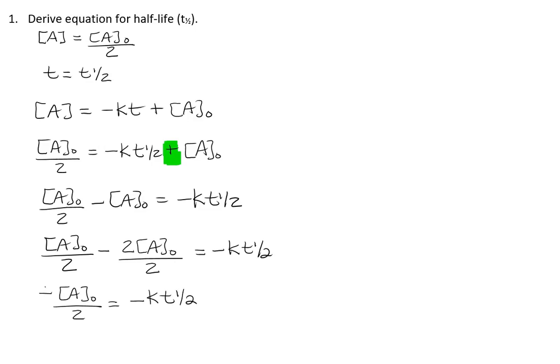We can cancel out those negative signs. That brings them both to plus. And then divide both sides by k. So the k will cancel over there. And we end up with t 1/2 equals A naught over 2k.